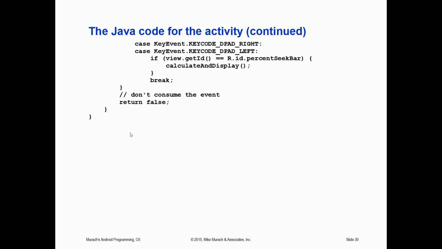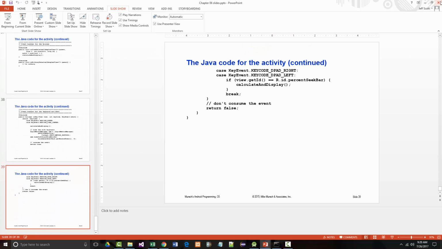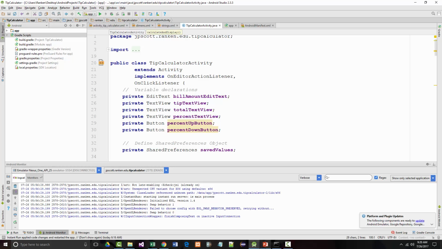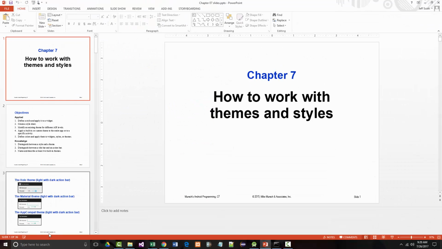So, in the next chapter that we're going to go through, which is chapter 7, about the same size as this chapter, we're going to be talking about themes and styles. This chapter will show how to use themes and styles to automatically set properties for widgets. Okay? We'll get to that in just a couple minutes.